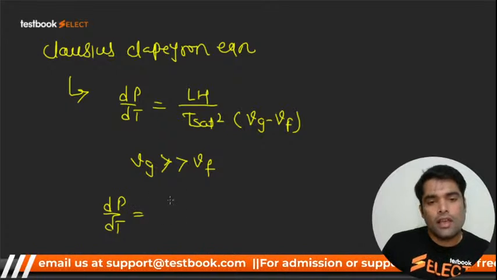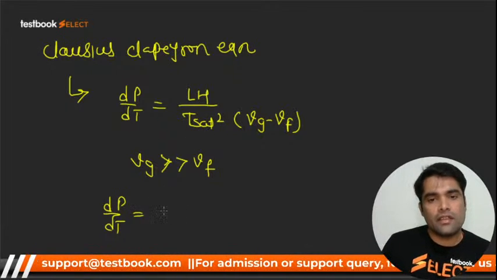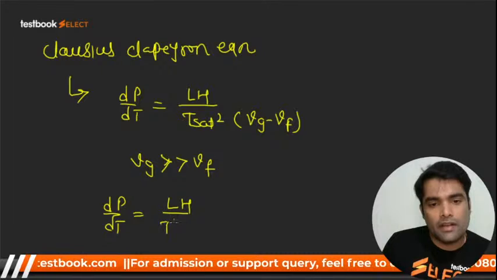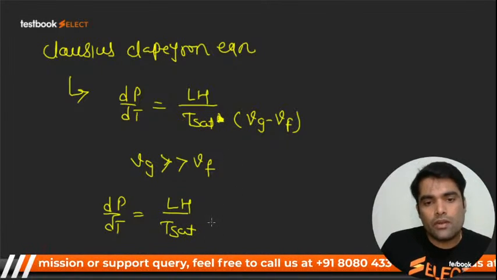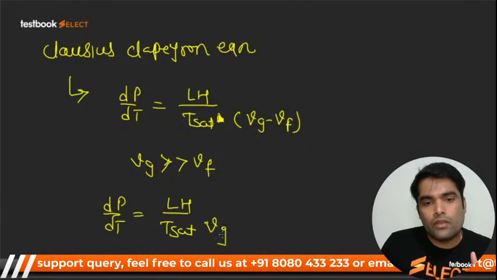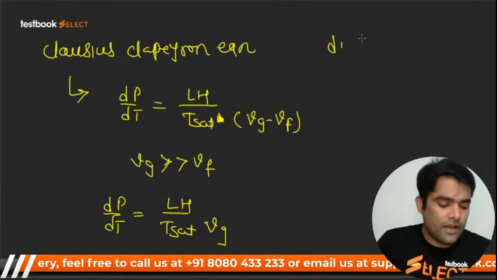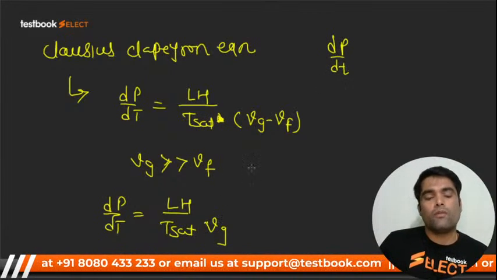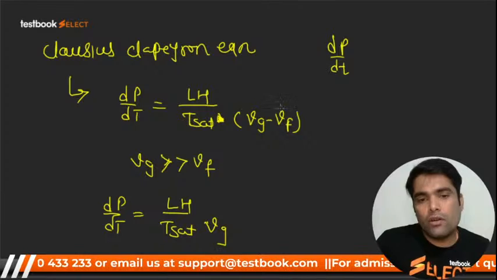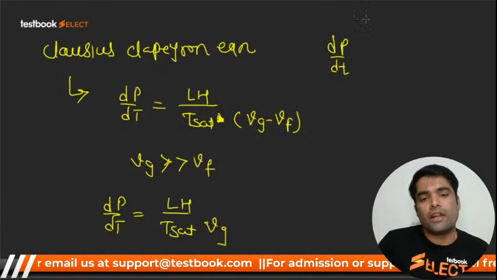I'll write latent heat divided by T_sat. It is not square, I'm very sorry. Now the square will come. And that is what? Vg only, right? So here, if I write like this, dP by dT, I'll find the value of Vg, the value of V, from the PV is equal to mRT equation.